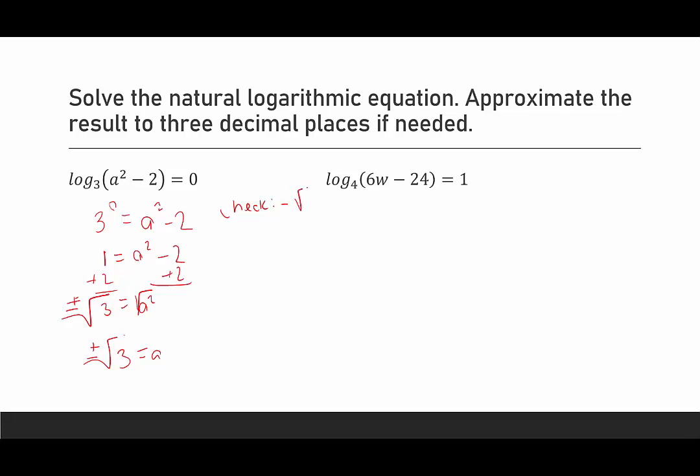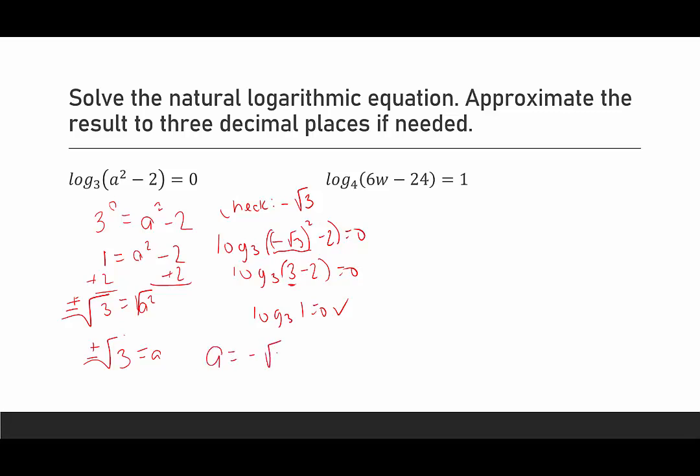Let's start with the negative square root of 3. So is it okay that log base 3 of negative root 3 squared minus 2 equals 0? Well, this ends up becoming positive 3, so that's okay. 3 minus 2 is positive 1. And we end up with log base 3 of 1 equals 0. That's totally fine. And then I notice if we plug in positive square root of 3, we will also end up with a 3 here. So both are legitimate solutions. So here we can say a is equal to negative square root of 3 or positive square root of 3.